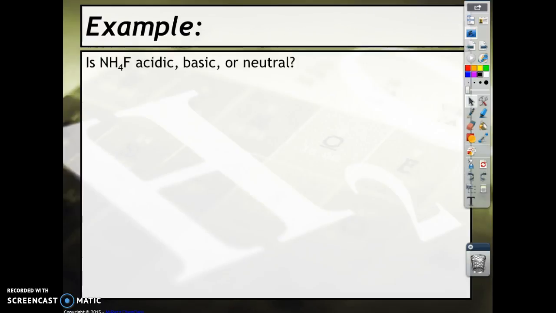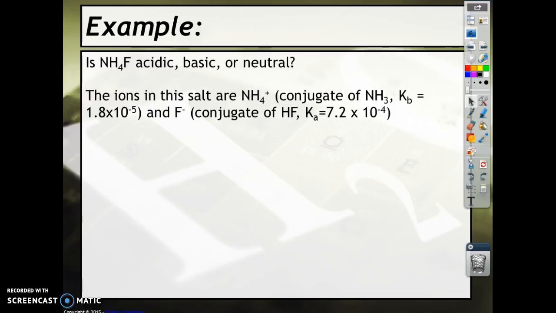Alright, here we go. So you could see a question like this. Is NH4F acidic, basic, or neutral? And they'll provide you with this information. Now it's showing my NH3 has a Kb of 1.8 times 10 to the negative 5, and my F minus has a Ka of 7.2 times 10 to the negative 4.